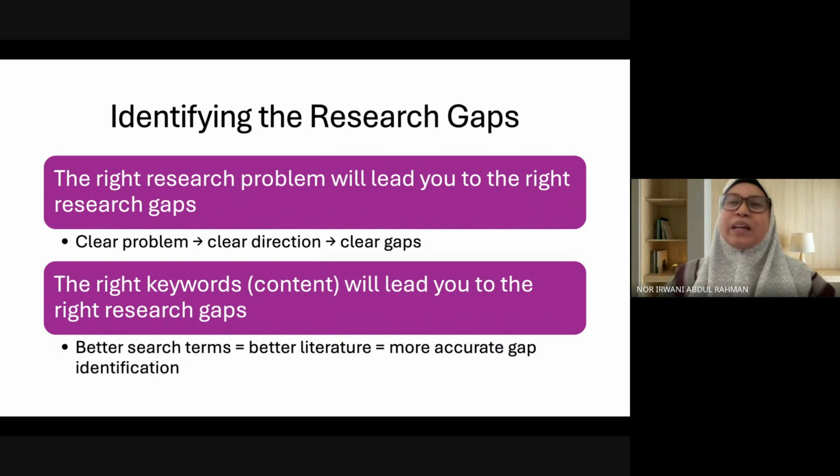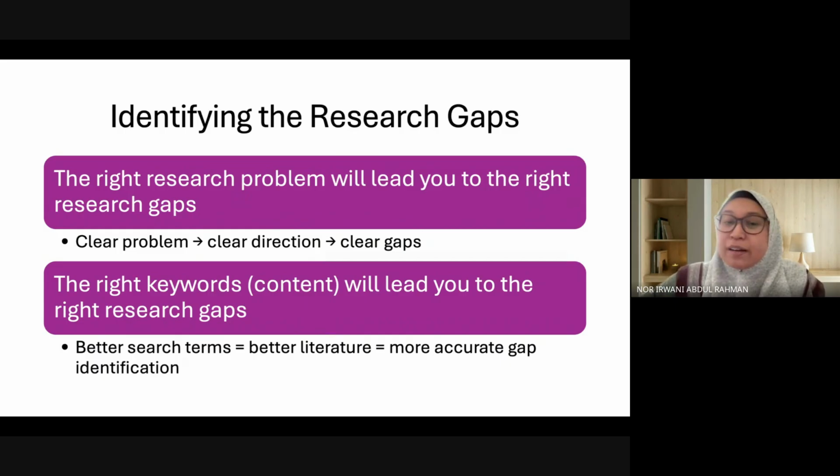I tell you, I've been there evaluating a thesis, and I even ask myself, oh my lord, what has the student been doing? Do they actually understand this? That's the problem. So find the right thesis as your reference. And the right keywords, content, will lead you to the right research gap. Eventually, it will appear at the end of your write up.